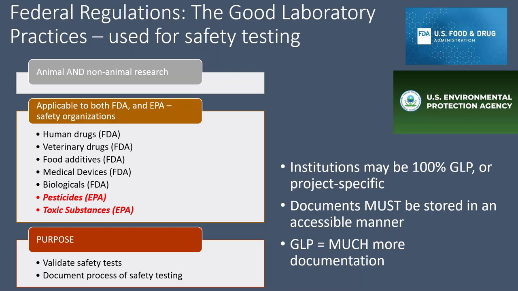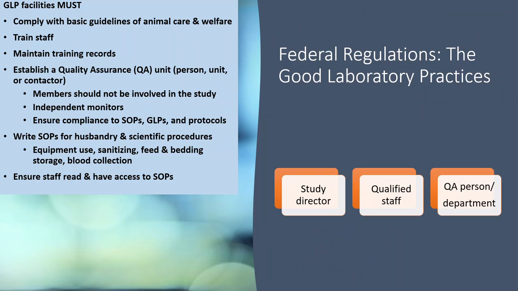The FDA's GLPs primarily focus on studies related to human or veterinary drugs, food additives, medical devices, and biologics. The EPA has specific GLPs for studies involving pesticides and toxic substances. To meet GLP standards, animal facilities must adhere to numerous requirements. In addition to the basic guidelines for animal care and welfare, these requirements include comprehensive personnel training.